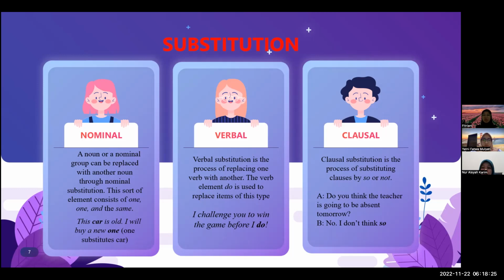Do you think the teacher is going to be absent tomorrow? No, I don't think so. So it substitutes the clause the teacher is going to be absent. So this is the explanation about substitutions. And now we are coming to the third kind of cohesion. Please move to the next slide.